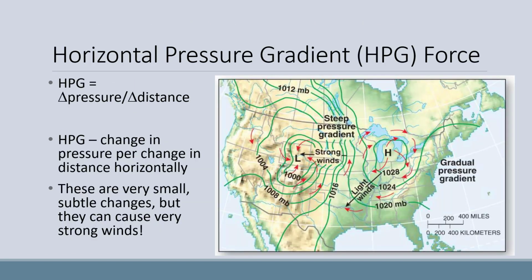The first way that pressure affects the Earth system is through the horizontal pressure gradient force. This is the change in pressure over the change in horizontal distance. These pressure differences tend to be small, subtle changes, but they can still cause strong winds. The map is showing a high-pressure area near the Great Lakes and a low-pressure area in the Rockies. That causes wind to rush from the high-pressure area to the low-pressure area. Horizontal pressure gradients can also be a factor for liquids.